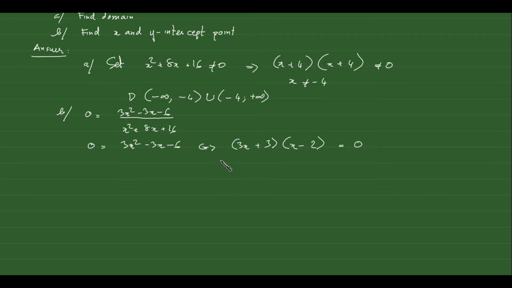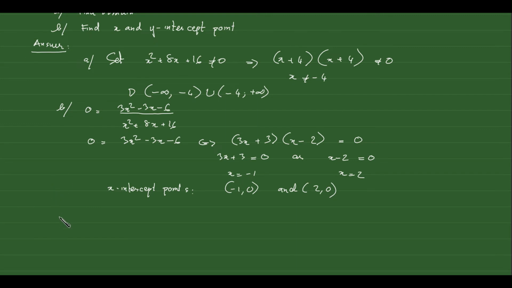So if I apply the zero product property, over here I'm going to have x equal to negative 1 and x equal to 2. So the x-intercept points, in ordered pair form, will be negative 1, 0 and 2, 0. So we have 2 x-intercept points.